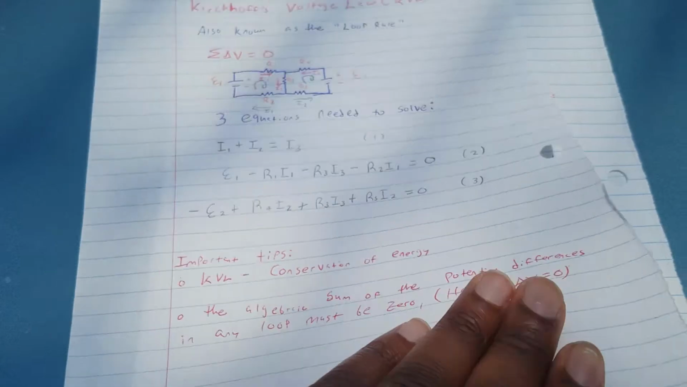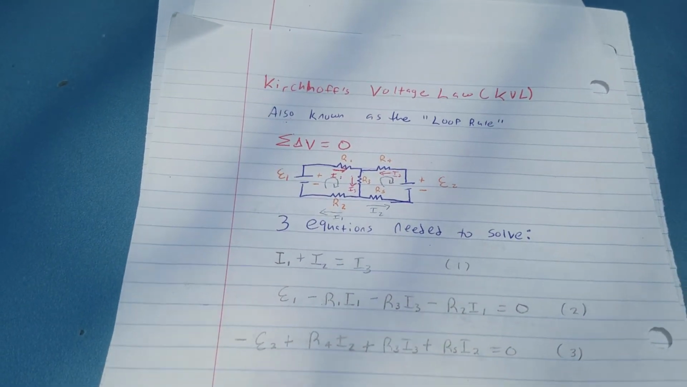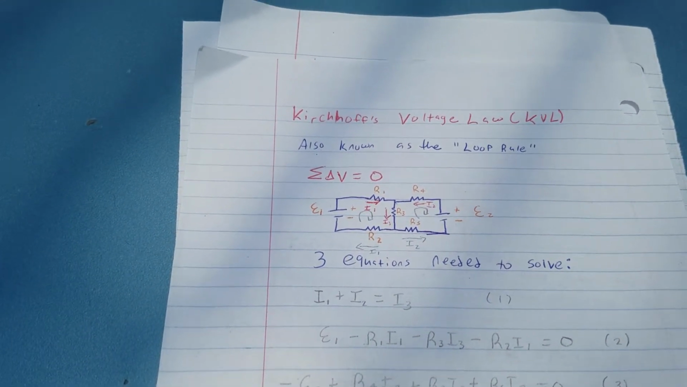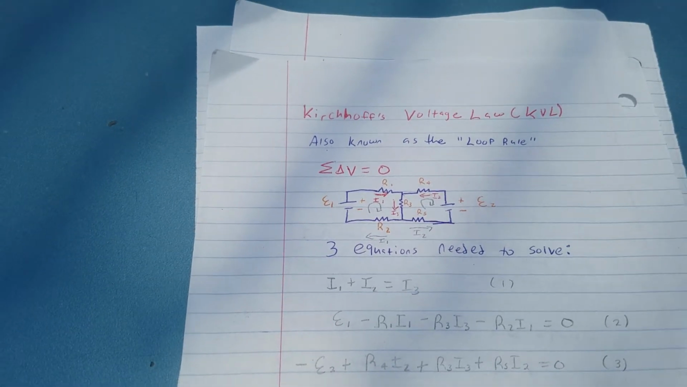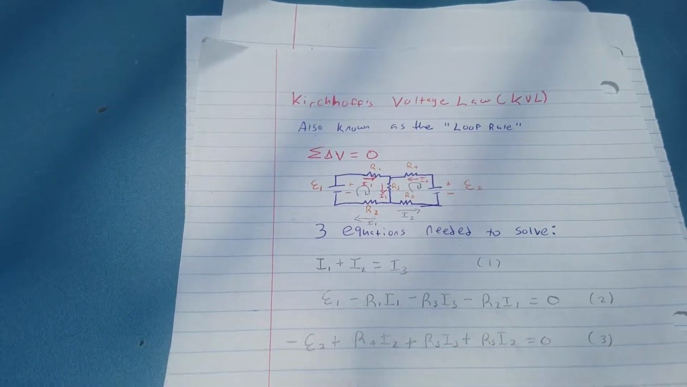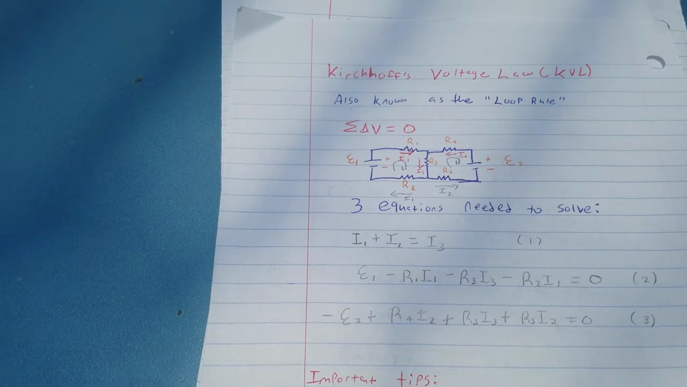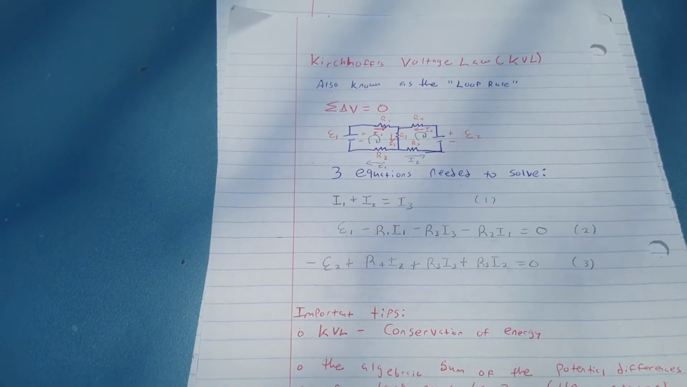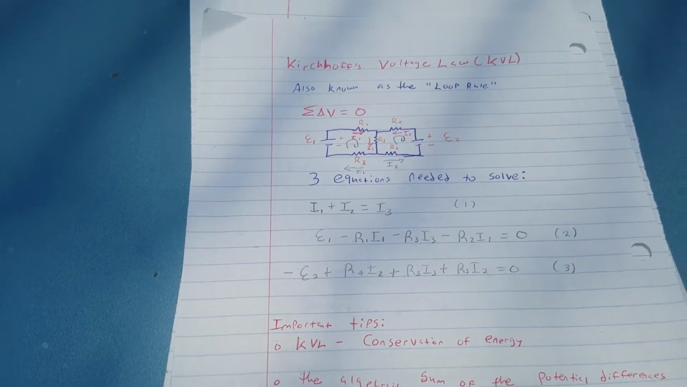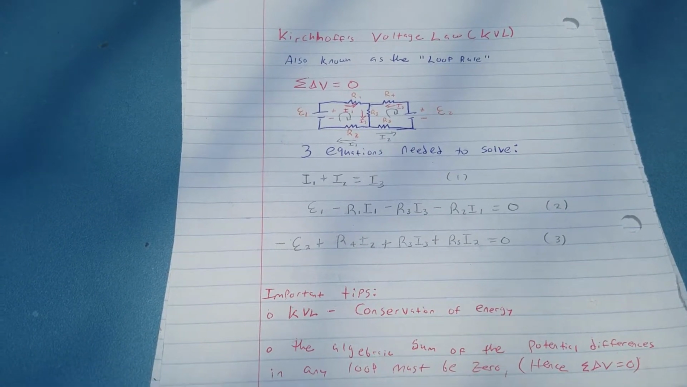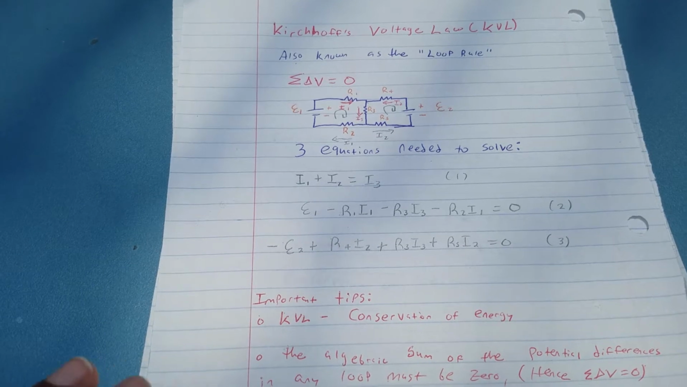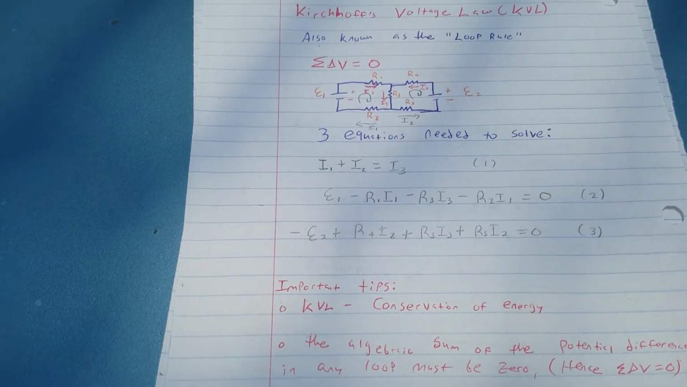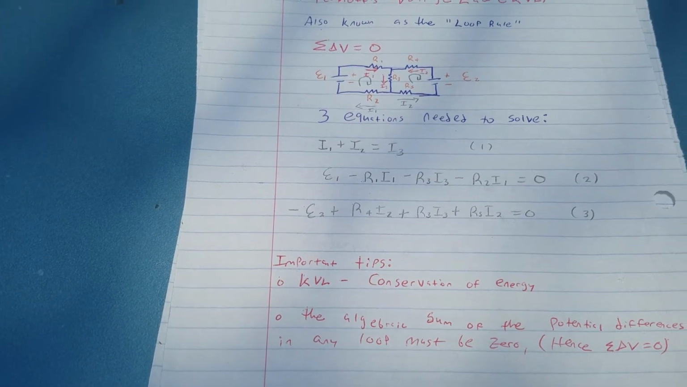The second one we'll be talking about today is Kirchhoff's voltage law, also known as the loop rule. With this equation, it is important to remember that the sum of the voltages is always equal to 0. And to solve these kinds of problems, you need three equations. You need one for the currents, and you need one for each loop, at least for this example right here. If you were to have multiple loops, you would need more loop equations.